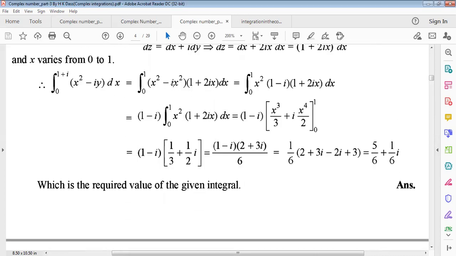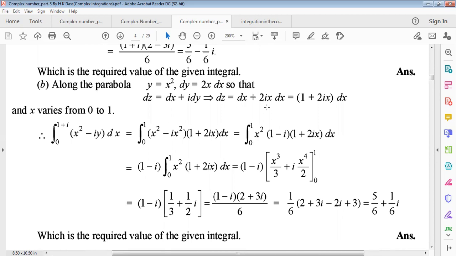So from 0 to 1, x square minus ix square, and dz will be 1 plus 2ix dx. So from 0 to 1, x square is common, 1 minus i will be taken out, and 1 plus 2ix dx. So 1 minus i looks like a constant. From 0 to 1, the x square formula gives x cubed by 3, and x square into x is x cube. The integration of x cube is x to the power 4 by 4. Then putting the upper limit and lower limit, you get the required result. Easy.